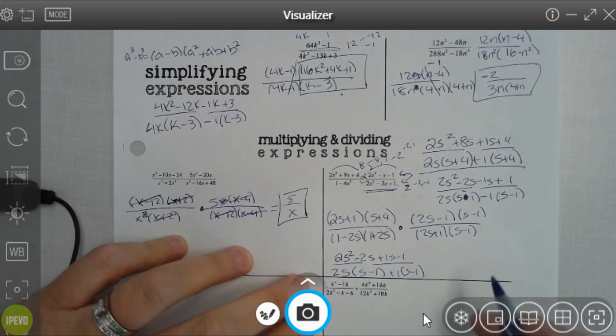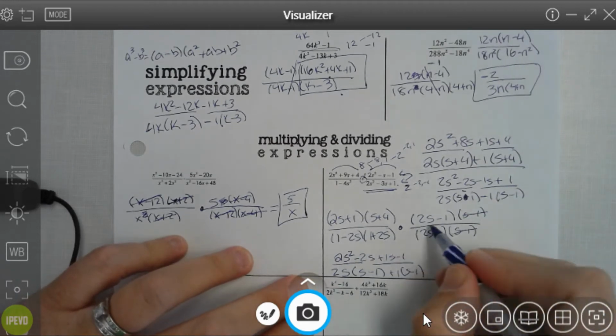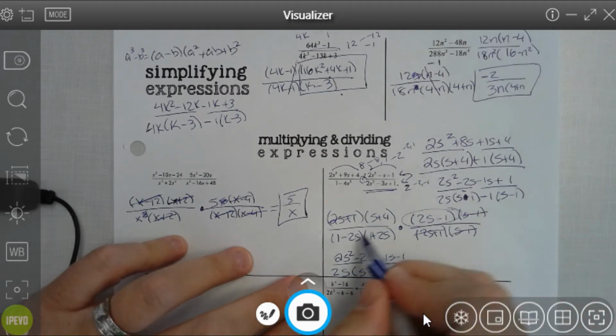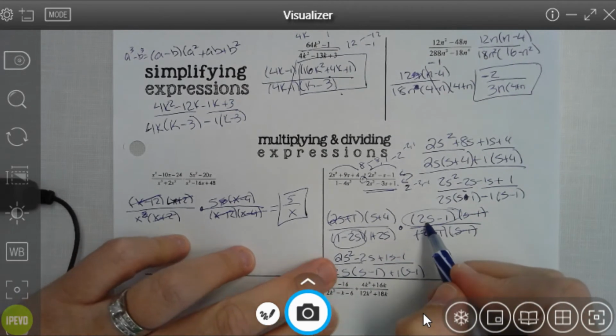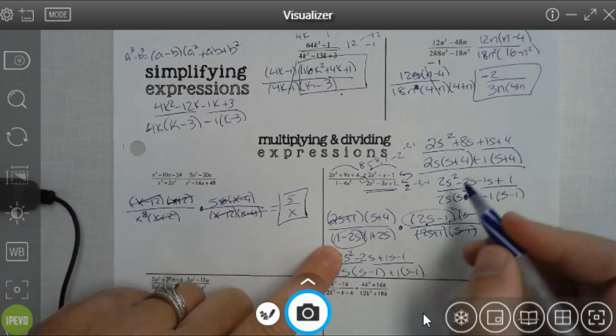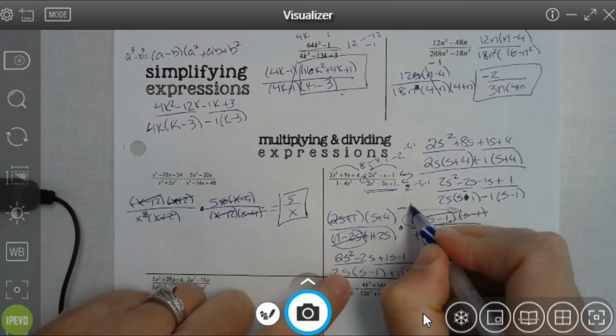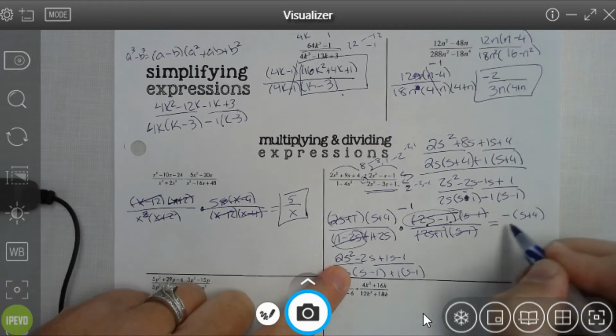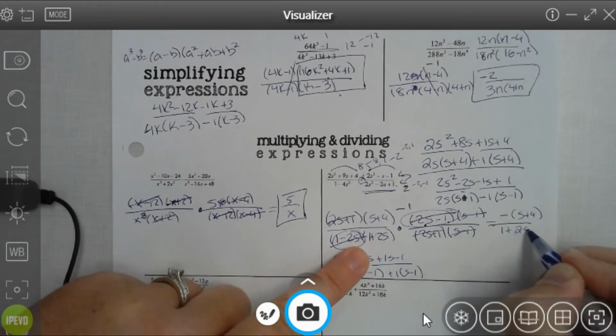Now I can start canceling everything. So these cancel. Here's the positives will cancel for me. Remember, these are the exact opposites because it's a positive and a negative and a positive. So they cancel, leaving a negative 1 on top. So I have a negative s plus 4 on top and then a 1 plus 2s on bottom.